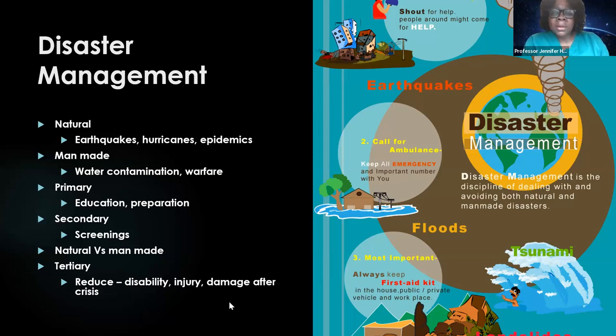So, not to be funny, but know the difference between natural and man-made. Natural means there's nothing you can do to stop it. You cannot move the panhandle and get out of the way of the hurricane. Earthquakes, hurricanes, epidemics. Man-made is something you did. You started that forest fire. You contaminated the water. Warfare, that sort of thing. And so I am going to use the past event in Florida, my home state, as an example.